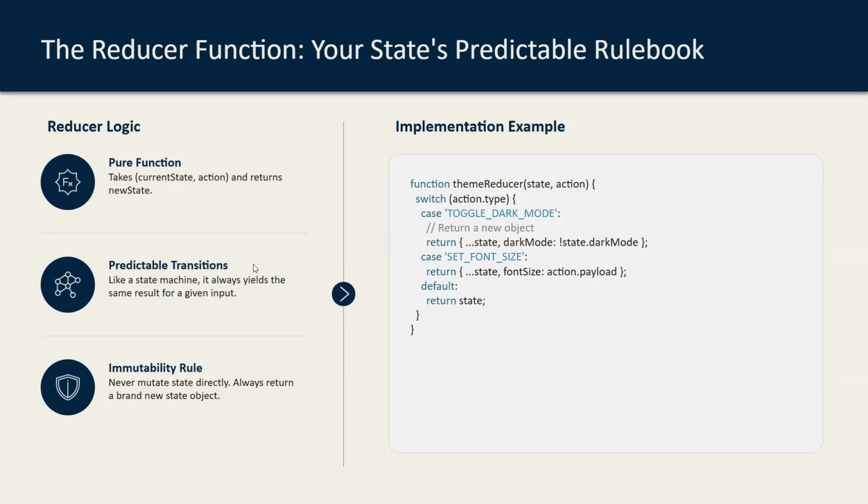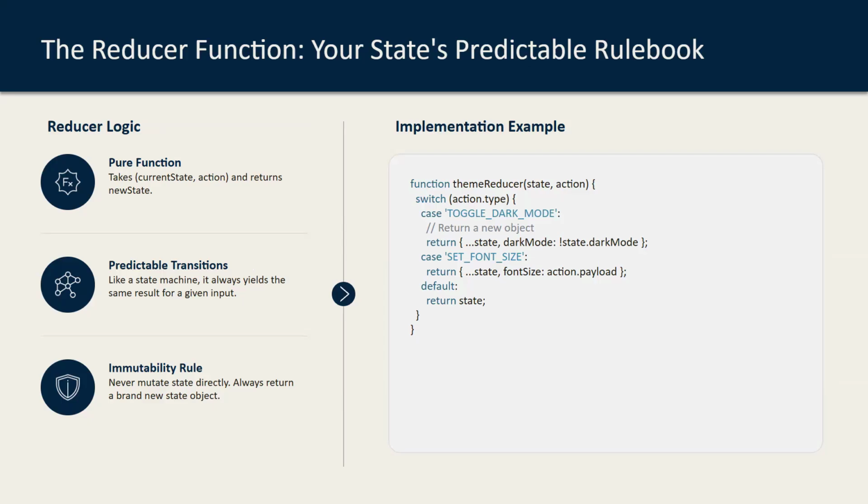The second is that the transitions for such reducer states are predictable. So if the same state and same action go in, the same result would come out every single time. And the third is immutability. One of the most crucial rules in React is that we never mutate state directly. We always return a brand new object.